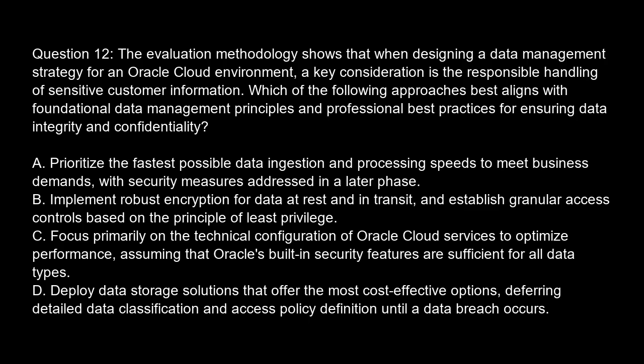Option B. Implement robust encryption for data at rest and in transit, and establish granular access controls based on the principle of least privilege. Option C. Focus primarily on the technical configuration of Oracle Cloud services to optimize performance, assuming that Oracle's built-in security features are sufficient for all data types. Option D. Deploy data storage solutions that offer the most cost-effective options, deferring detailed data classification and access policy definition until a data breach occurs.